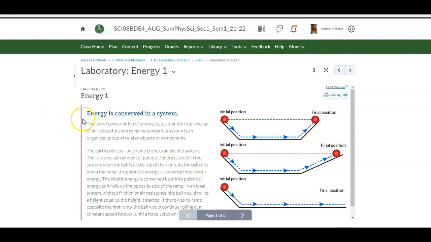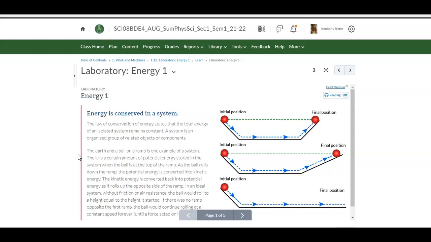So we're talking about the law of conservation of energy. This is something I would put in my notes. It states that the total energy of an isolated system remains constant. And we know that a system is an organized group of related objects or components. So there's another definition for your notes. The earth and a ball on a ramp is one example of a system.